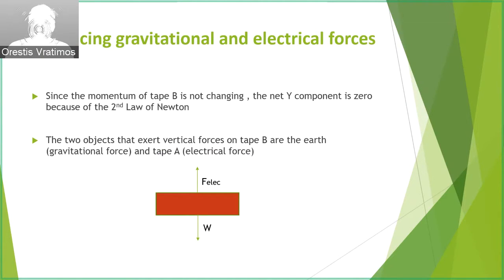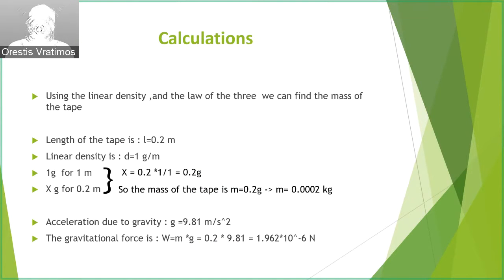Since the momentum of the tape is not changing, the net y component is zero because of Newton's second law. And so the two objects that exert vertical forces on tape B are the Earth, due to the gravitational force, and tape A, exerting the electrical force on tape B. And so we did various calculations.